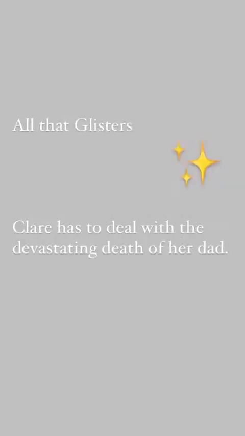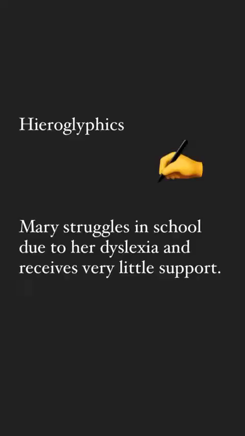So if we start with All That Glisters, we could say that a personal difficulty Claire has is that she has to deal with and try to process the devastating death of her father. Then, if we think about Hieroglyphics, Mary's difficulty is that she really struggles in school due to her dyslexia, and she receives very little support from teachers for this.